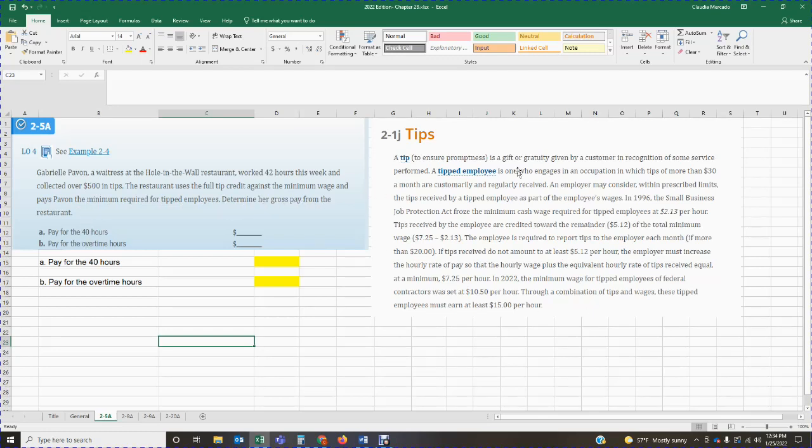Now, if you refer to your textbook, section 2.1J, it deals with tips. There's about 2 pages of information on tips. Please make sure that you go back and review all of that section. In that section, we are informed that the minimum wage for tipped employees is $2.13 per hour. Now, if the employee does not make enough in tips to bring that up to the minimum wage, which is $7.25, the employer is responsible to pocket out the difference. If the employee makes more than that, then all the employer has to pay is that $2.13.